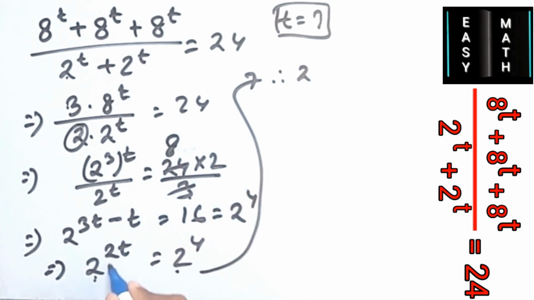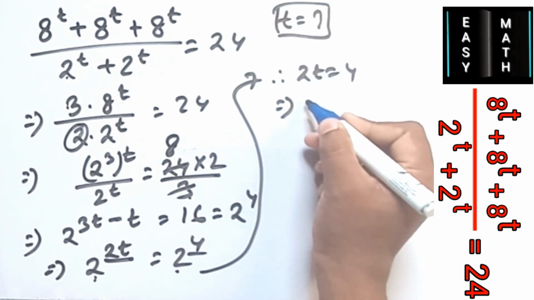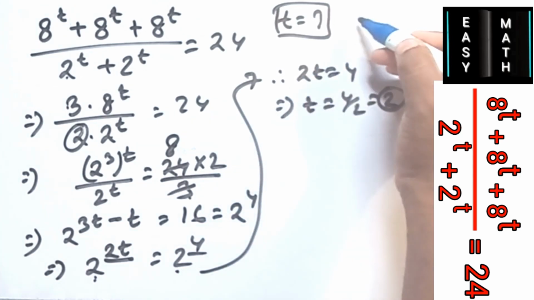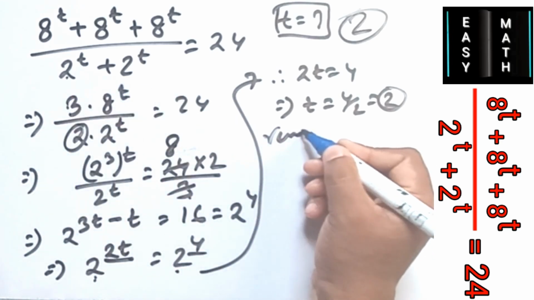This is the same base. So this is this. So t value is 4/2, which is 2. So t value is 2. Verify this. Verify.